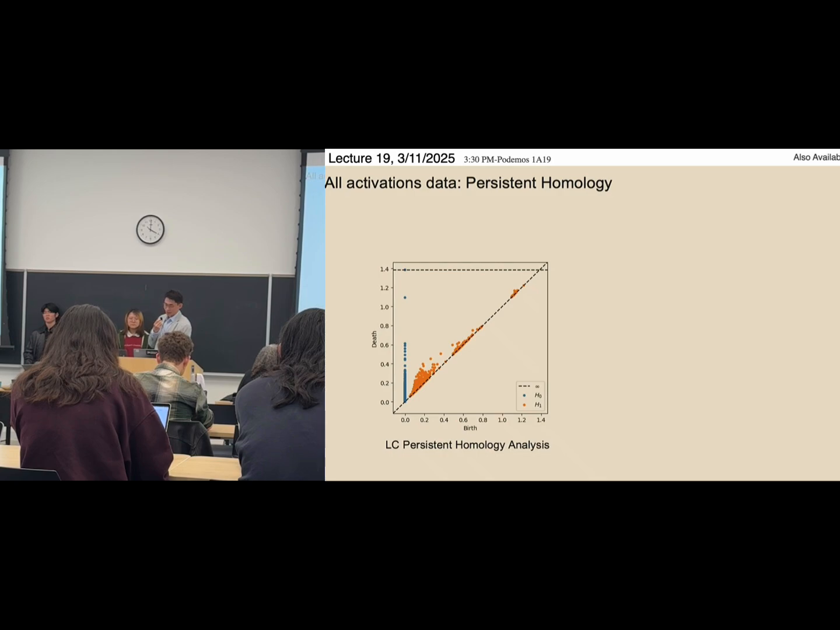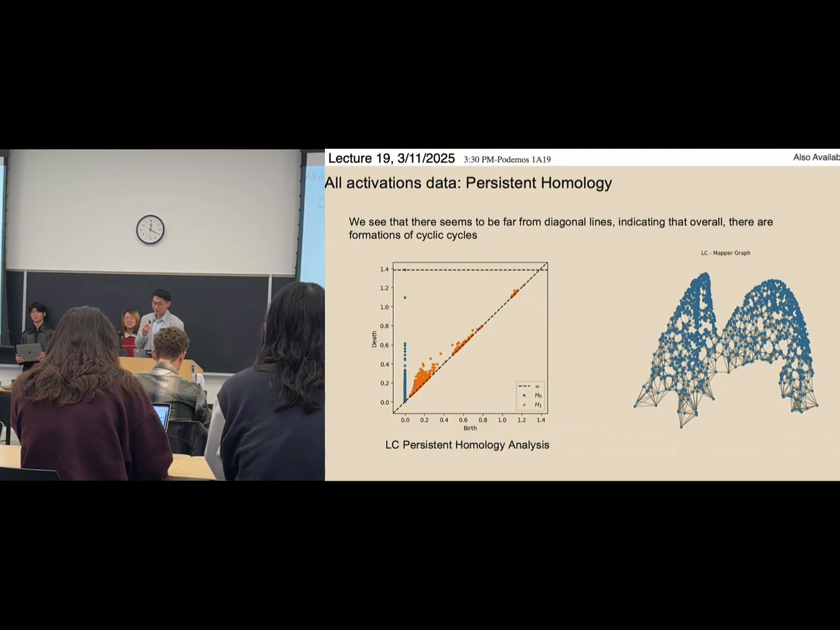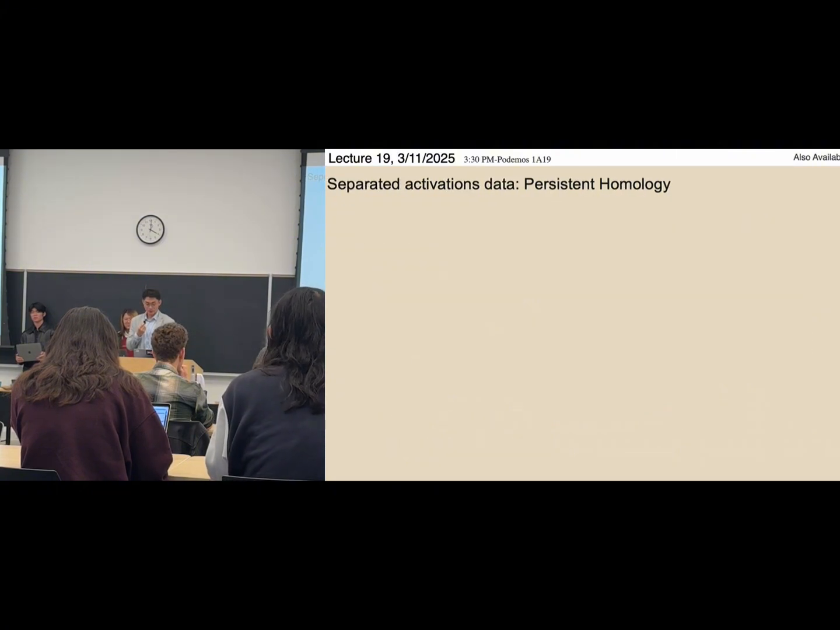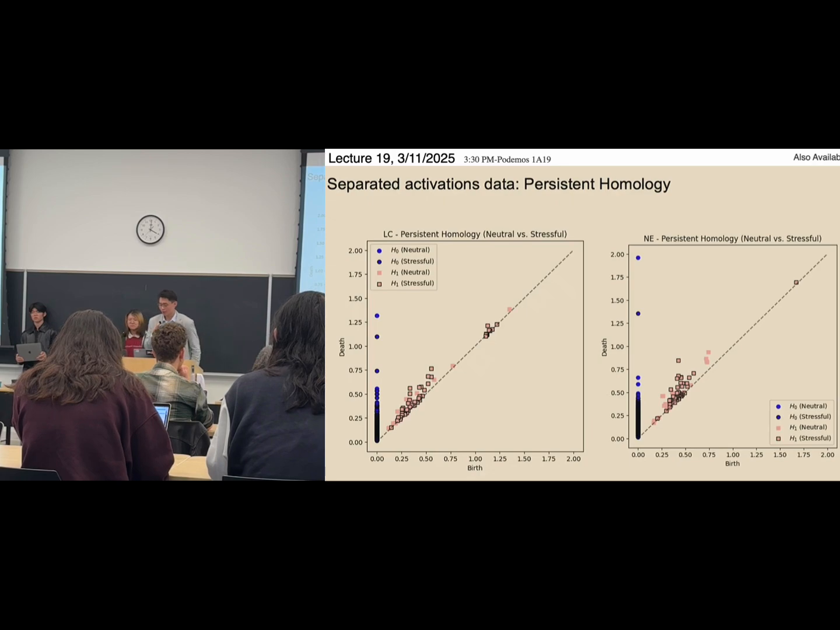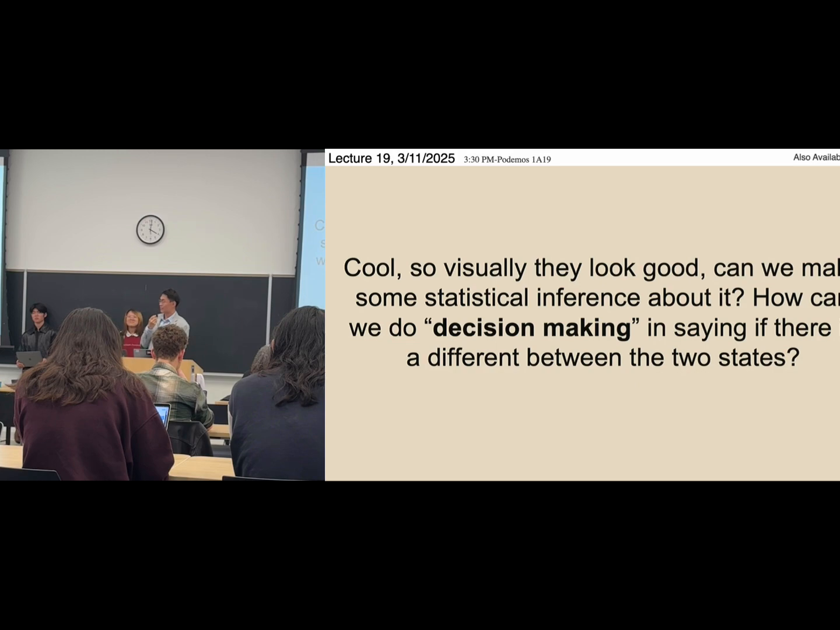This is the persistent homology graph that you saw earlier, which is actually coming from our real data. We see that the points are somewhat far from the diagonal line, showing that there are components forming in the activation space. We want to look at them separately, and reason about the different conditions between neutral and stress. We see that the black-framed points, which are the stressful ones, seem to have higher magnitude, showing that there might be more cyclic components formed in stressful conditions. Cool, that is basically the graphs.